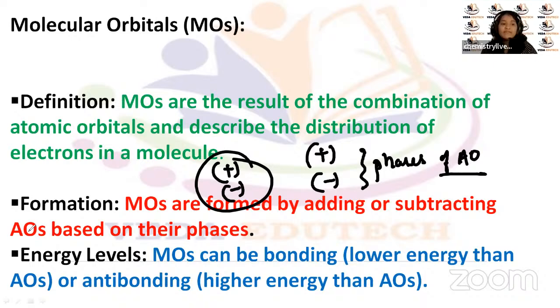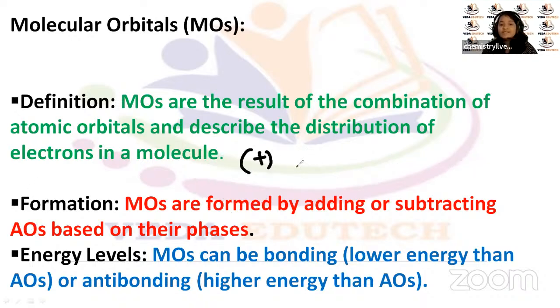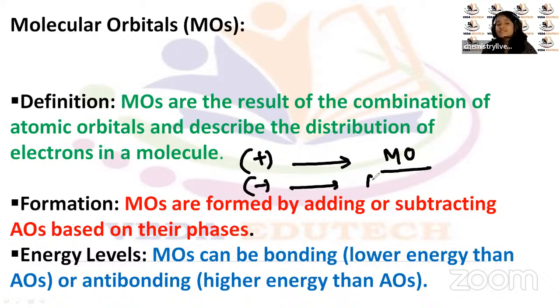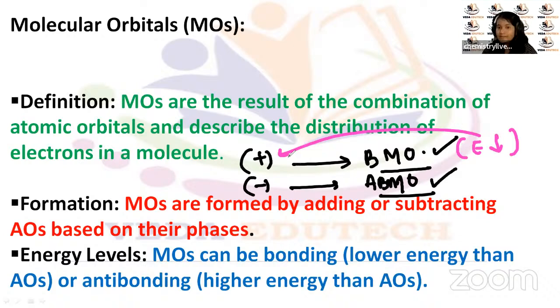If you are adding the phases, then you are going to get bonding molecular orbitals. If you are subtracting the phases, you are going to get anti-bonding molecular orbitals. So there are two types of molecular orbitals. One is your bonding MO, bonding molecular orbital. Another is your anti-bonding molecular orbital. This bonding molecular orbital has an energy which is lesser than the combining atomic orbitals. This anti-bonding has an energy higher than the combining atomic orbitals.